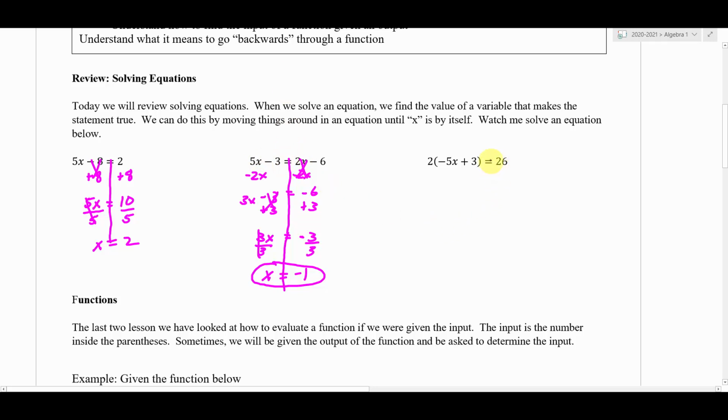All right, last one here. This one has some parentheses in it, so we might run into those from time to time, so I wanted you to see one with the parentheses. So notice this number outside of the parentheses here.